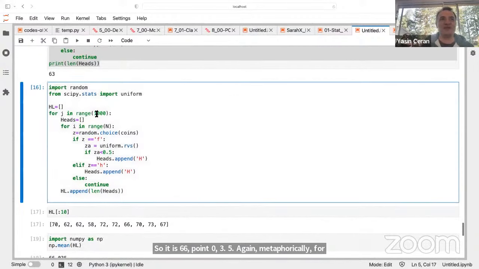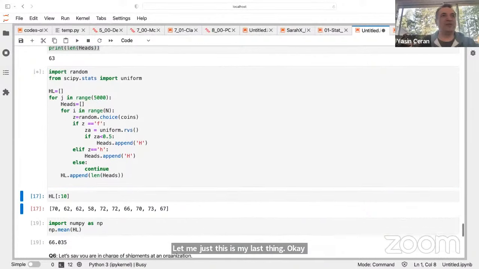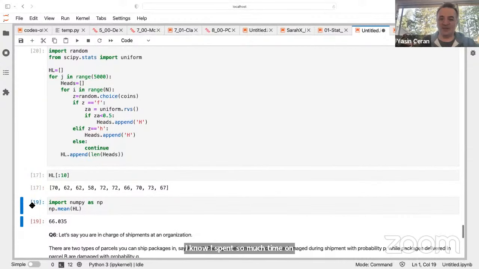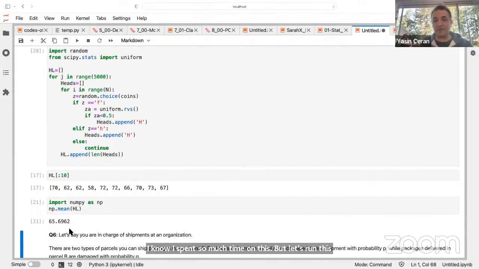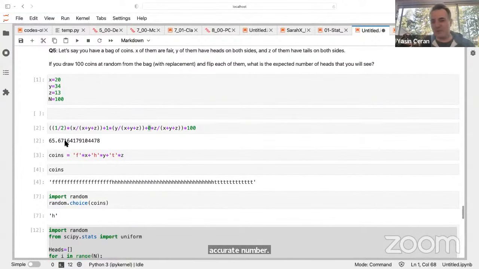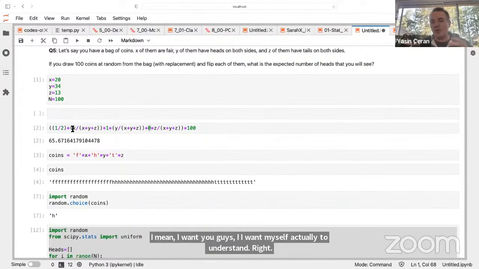This is my last thing with this question. I know I spent so much time on this, but let's run this for 5,000 times and see if we can get a much more accurate number. So 65.69, which is almost the same as the mathematical expression that we used to find the expected number of heads. I want myself, actually, and all of you to understand what is actually going on behind the scenes.